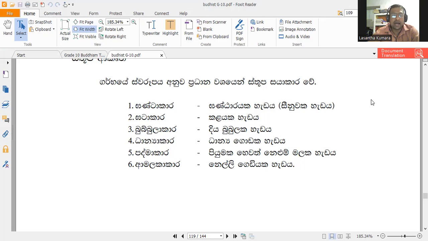Then Amalakakara. Amla, my son, is a kind of acidity, a sour taste. Amalakakara is the shape of a nelly fruit. Clear? It is the shape of a nelly fruit.